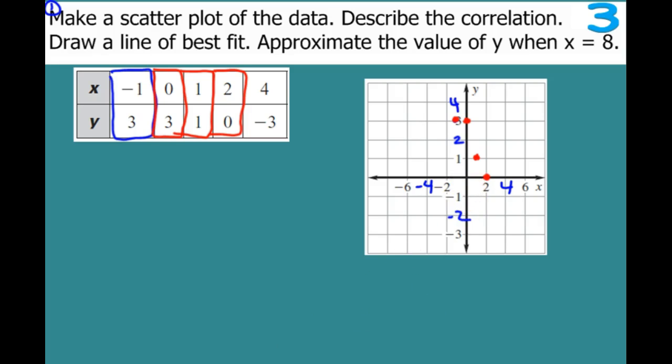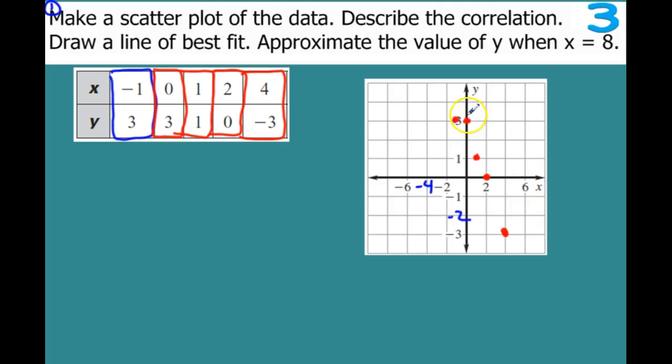Let me erase this little point there. And then our last one at 4, we're at negative 3. At 4, we're down 1, 2, 3. So even though it doesn't look like it, these do form a nice kind of line here. You can see just looking at the red dots, they form a nice line.